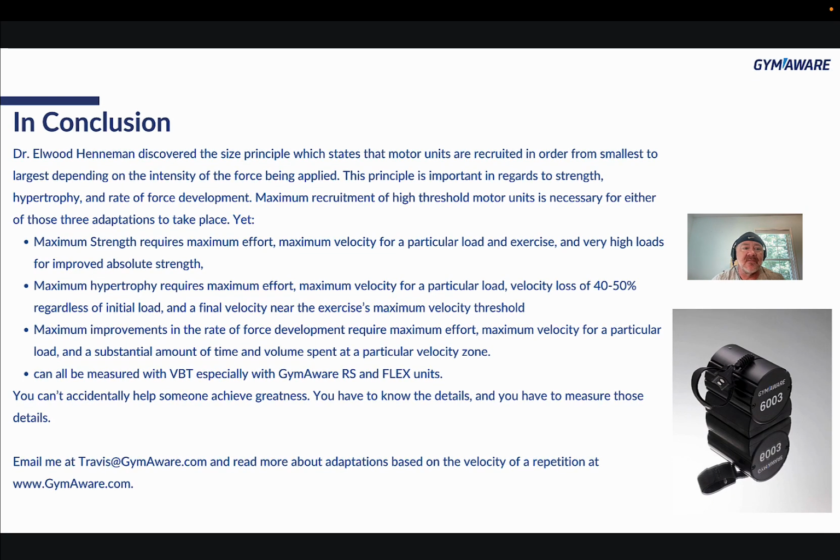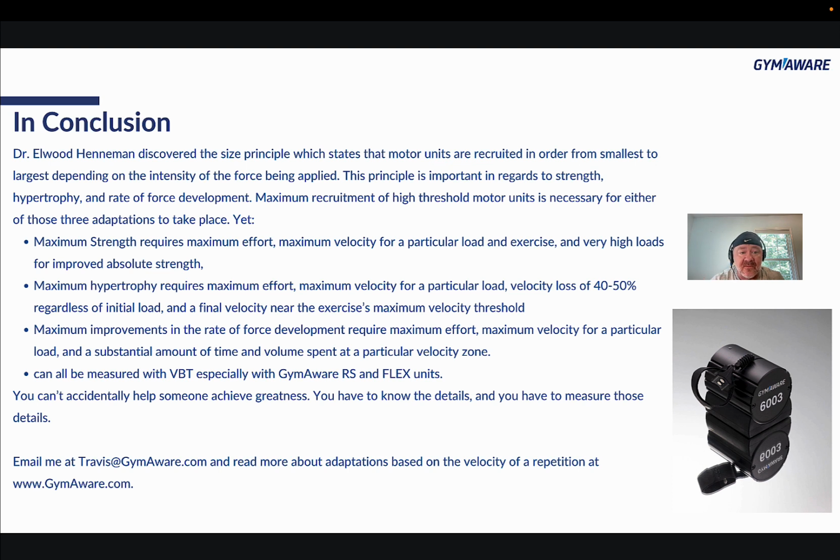In conclusion, Dr. Henneman discovered the size principle, which states that motor units are recruited in order from smallest to largest depending on the intensity of the force being applied. The principle is important in regards to strength, hypertrophy, and rate of force development. Maximum recruitment of high threshold motor units is necessary for any of those three, yet maximum strength requires maximum effort, maximum velocity for a particular load and exercise, and very high loads for improved absolute strength.